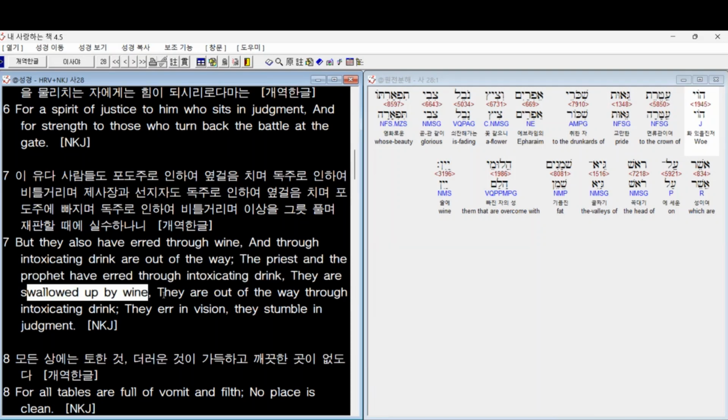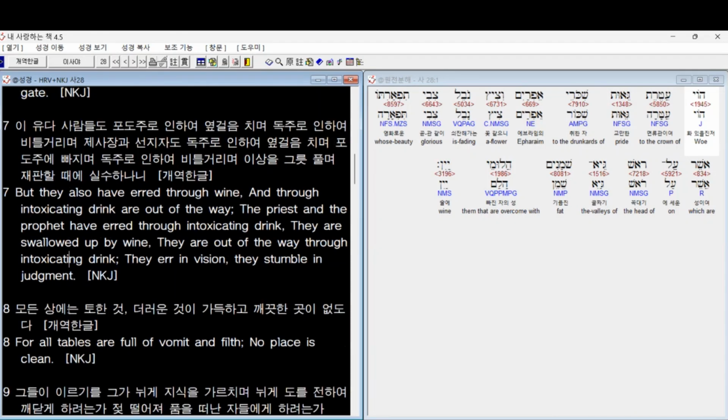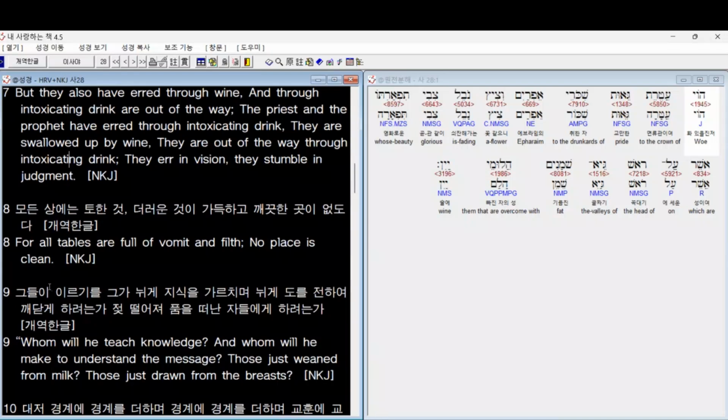They are swallowed up by wine. They are out of the way through intoxicating drink. They err in vision. They stumble in judgment. All tables are full of vomit and filth. No place is clean. Unclean bird, unclean spirit. Babylon.